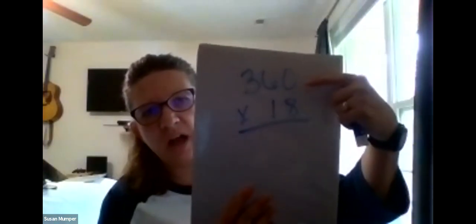All right, and as you can see here, I rewrote the problem vertically, and I also rewrote it so that the larger number is on top. This just means I have to do less steps. So 8 times 0 is 0. 8 times 6 is 48. 8 times 3 is 24, plus 4 is 28. Now we're done with the ones place, so we need to put a 0 place value holder there.